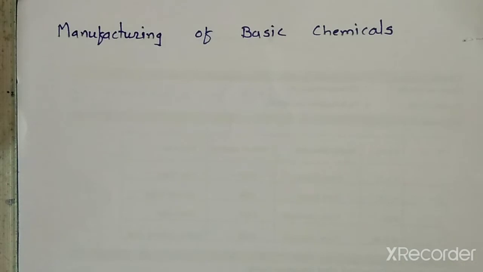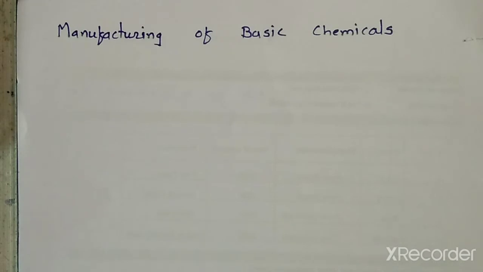Ammonia, sulfuric acid, and nitric acid are some of the chemicals which are produced by the chemical industry and which are used directly or indirectly, as well as fertilizers, or they are used as an intermediate for the preparation of different chemicals.